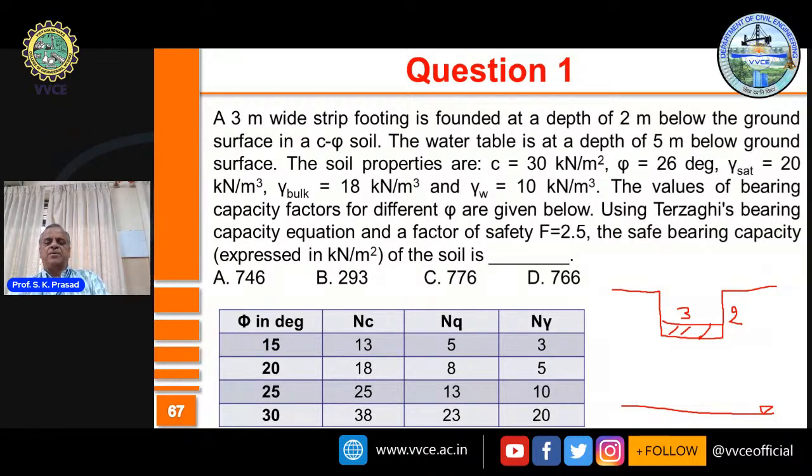Soil properties are given. C is given, you have phi, and please note you are given gamma sat as well as gamma bulk.